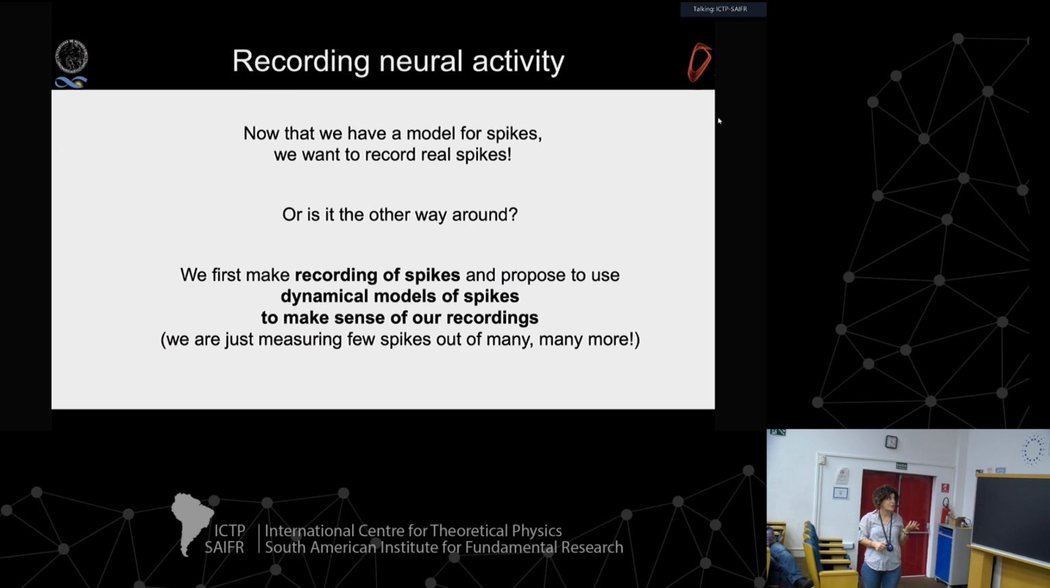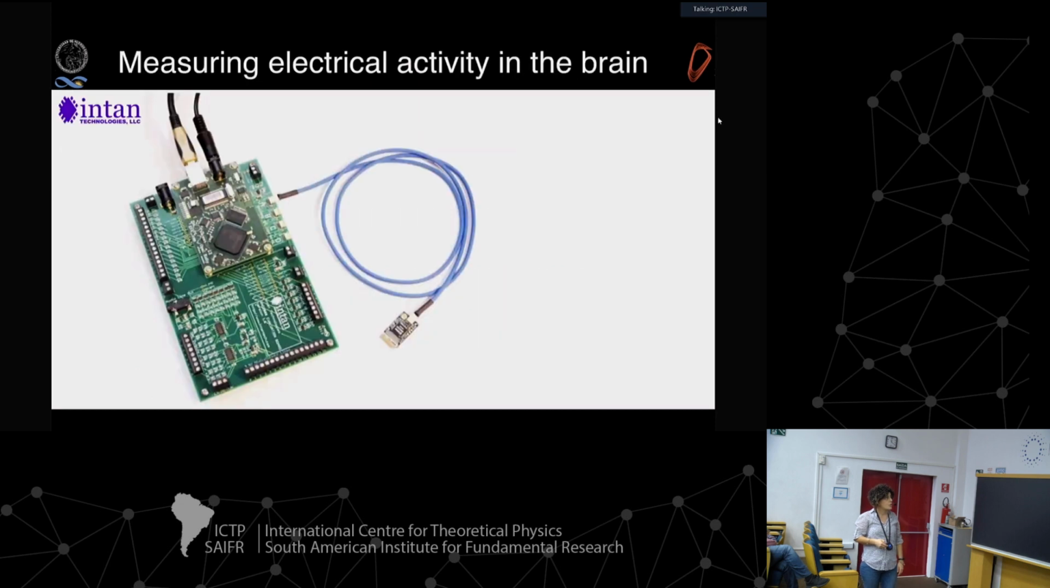So I first record, and I use nonlinear dynamics to make sense of what I'm recording. Why? Because I'm just measuring a few spikes, and as I'm measuring a whole brain that has thousands, millions of spikes, if I just measure one by one, I cannot make sense of it. If I don't have models, it's really hard for me to make sense of what I'm recording. So, okay, let's measure.